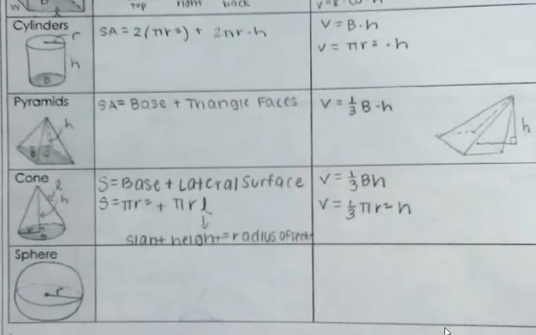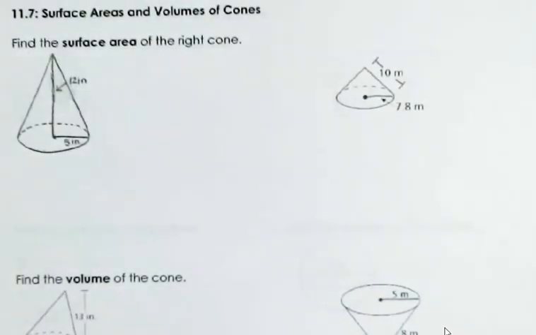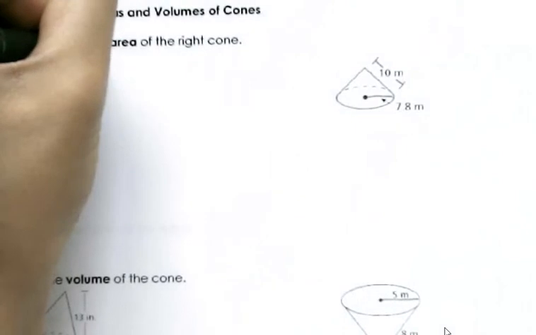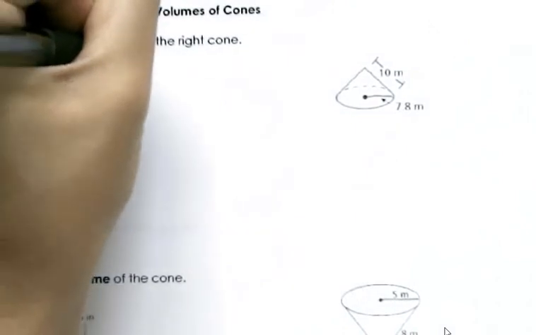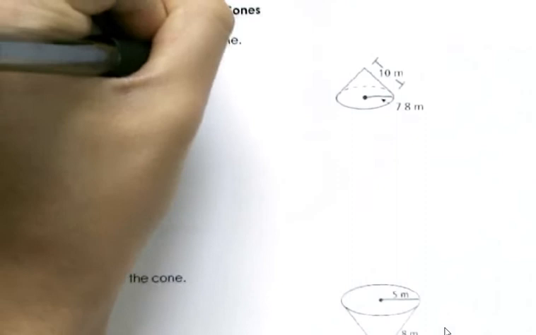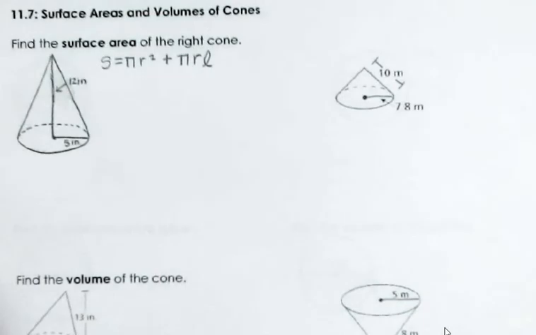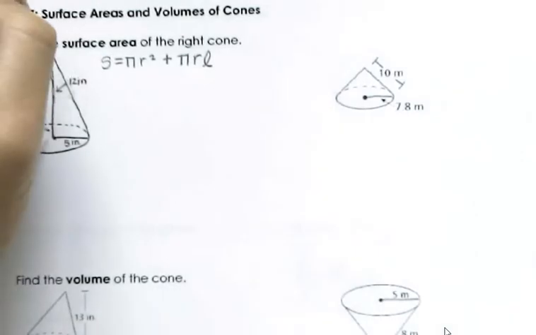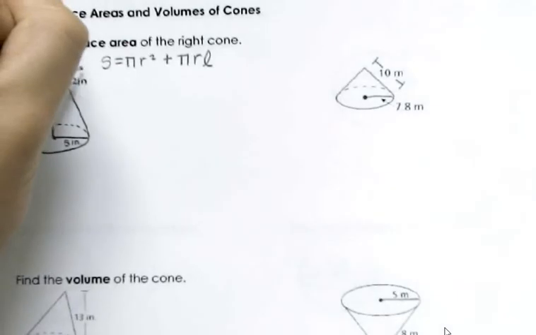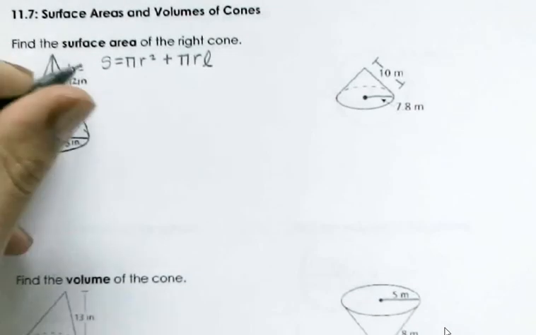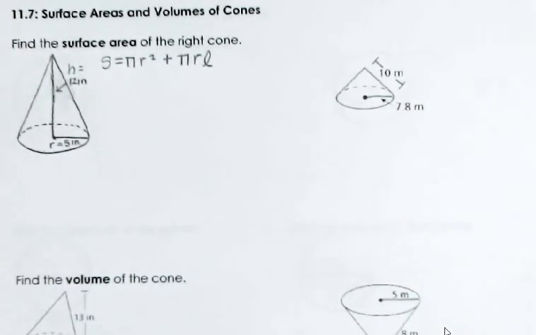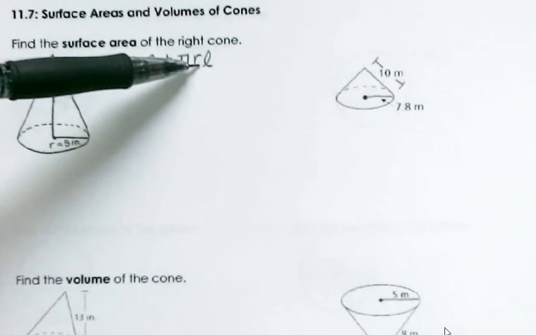Okay, so we're going to try some examples now. So this first one, we're trying to find surface area. So again, for surface area, we have pi r squared plus pi r L. So let's just start by labeling what we know. 12 here is referring to the height of that cone. So that's h. 5 here, that's our radius. So what we're missing is L. We don't actually know what L is.